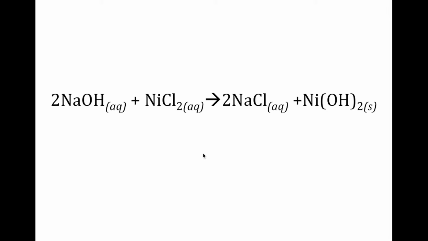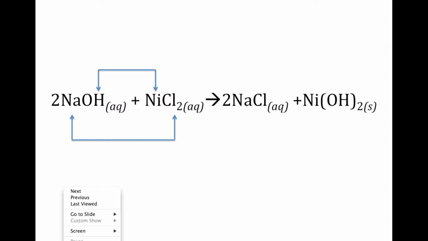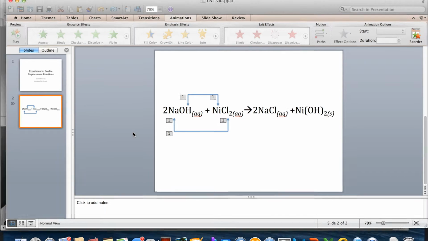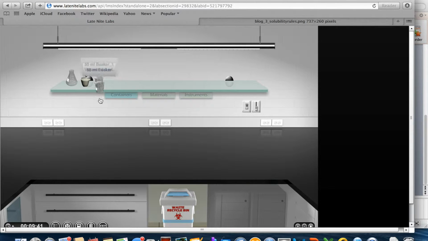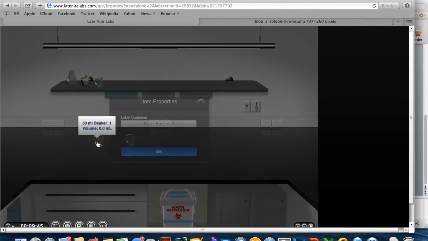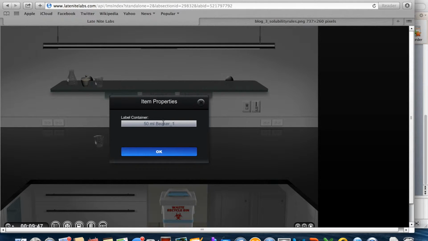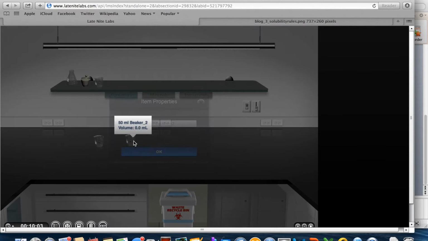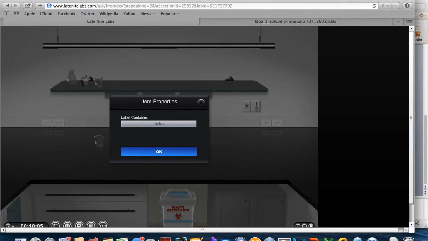After the virtual experiment, we will discuss more what happened during the demonstration and why this is a double displacement reaction. To begin, we need two 50 milliliter beakers that we obtained from the Containers tab. To have a more visual representation of each compound, we label the beakers by double-clicking on them and writing the compound name. We start by labeling sodium hydroxide on one empty beaker and nickel 2 chloride on the remaining beaker.